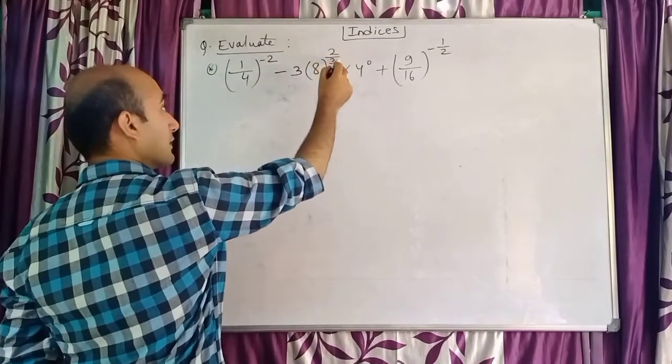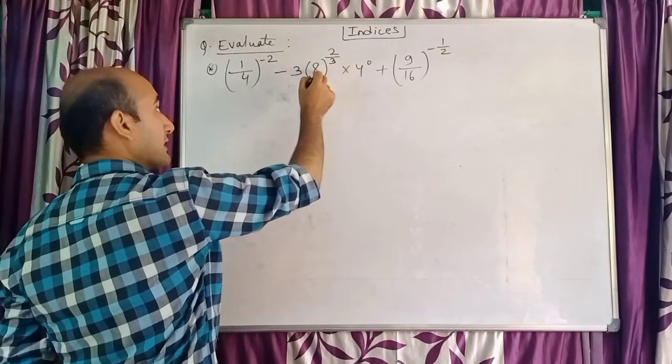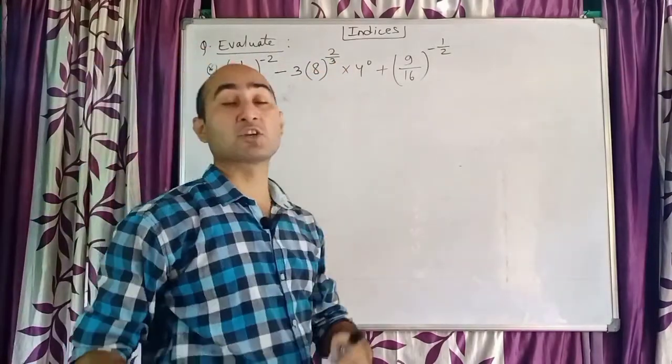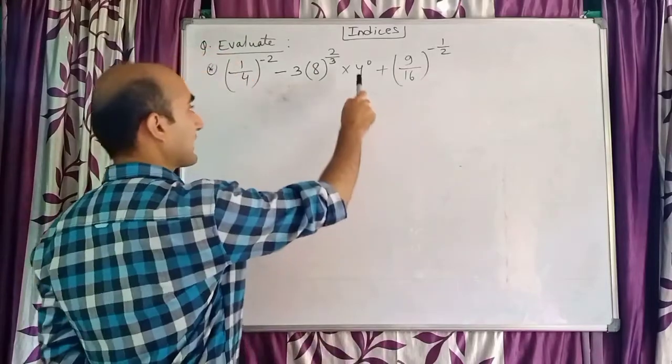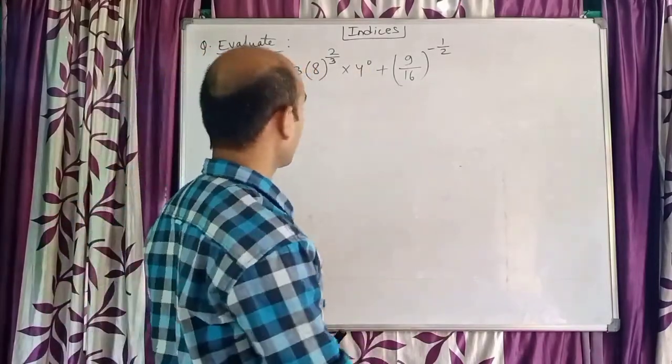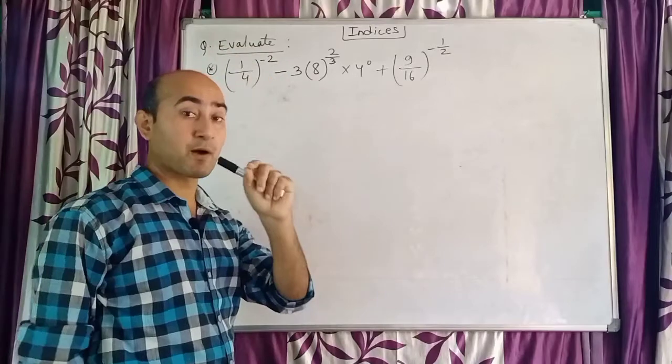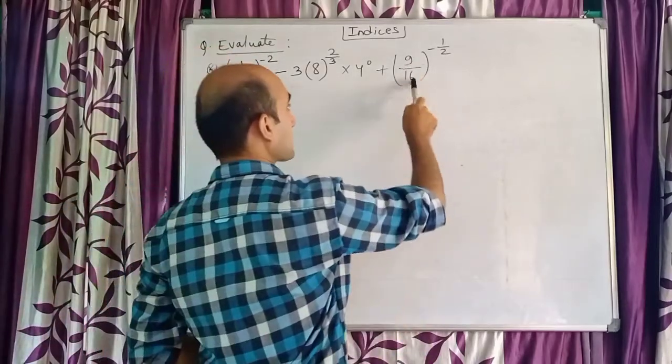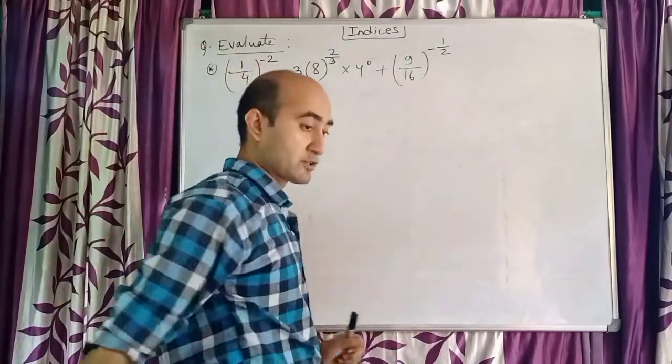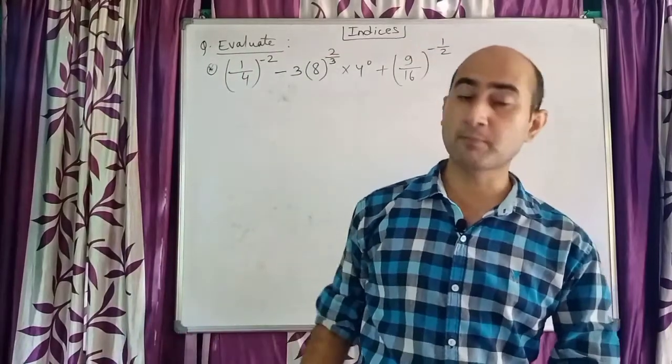So fractional power. We will look at this 3 and decide that 8 is the cube of 2. That is what we have to do. And anything to the power 0 is 1. Any number having power 0 is 1. And 9 by 16, but the power is minus. So again here also we'll try to make it a positive power.